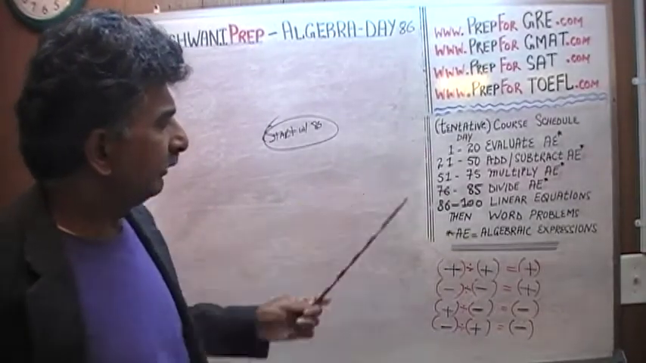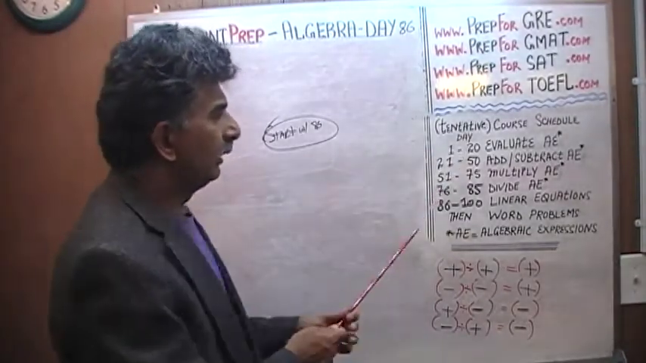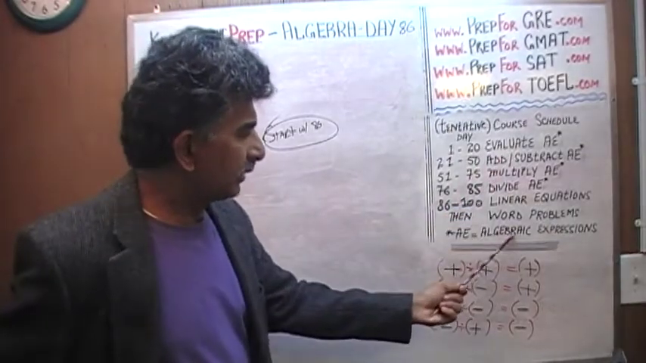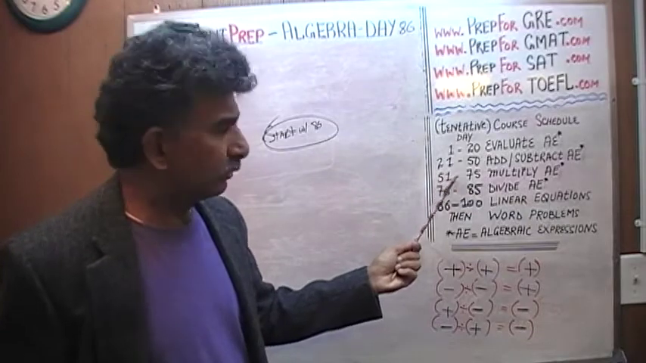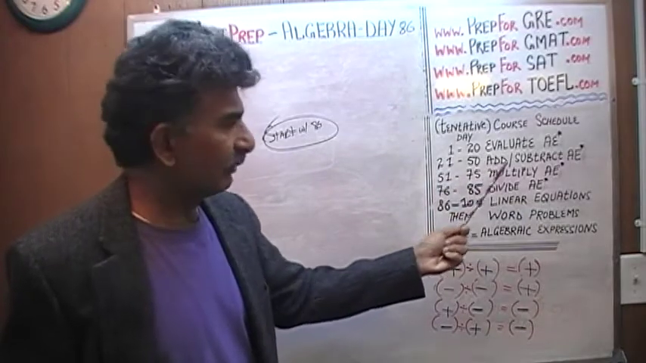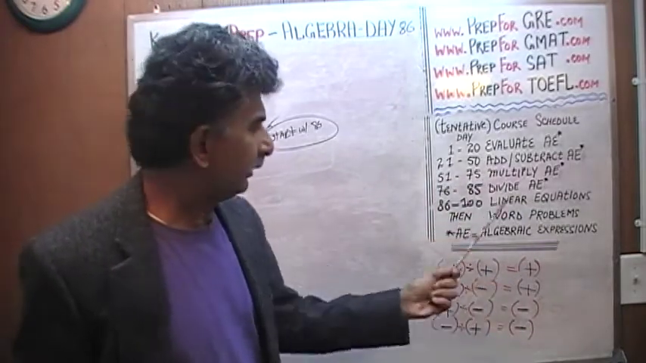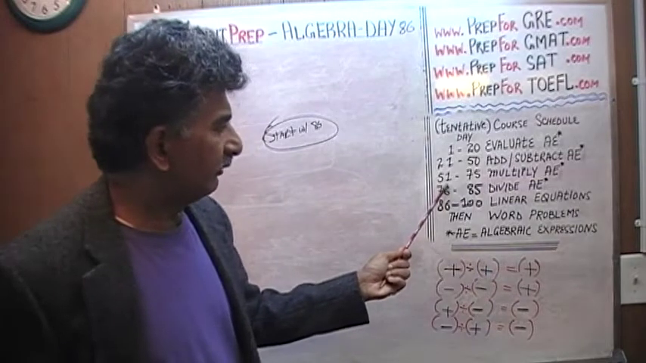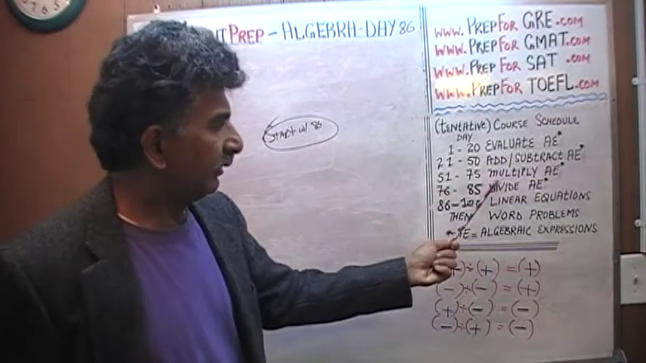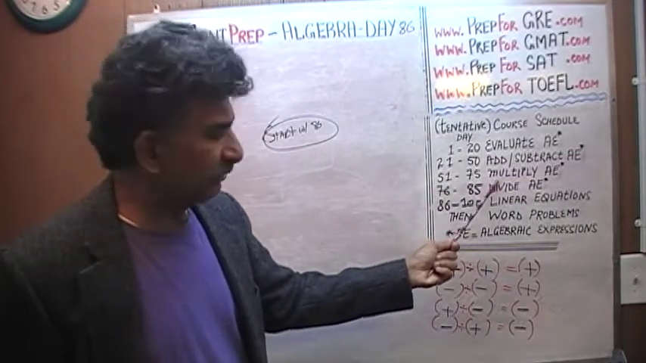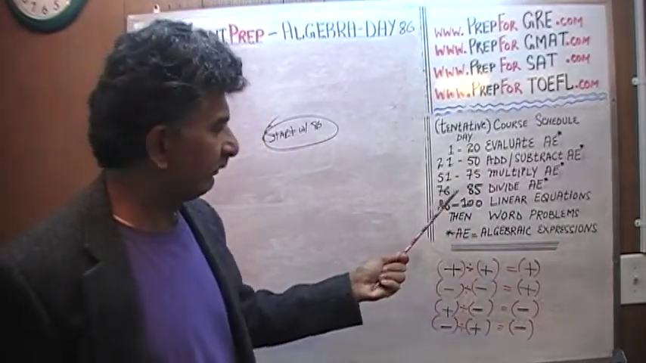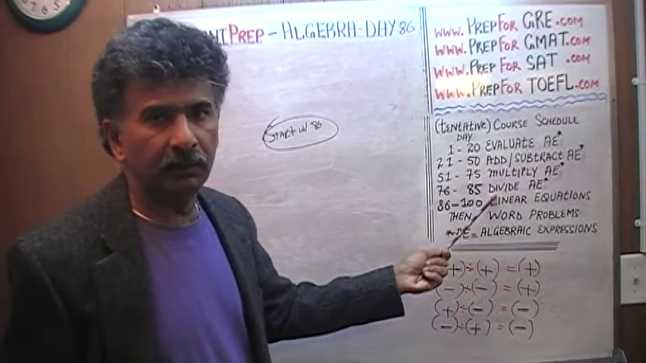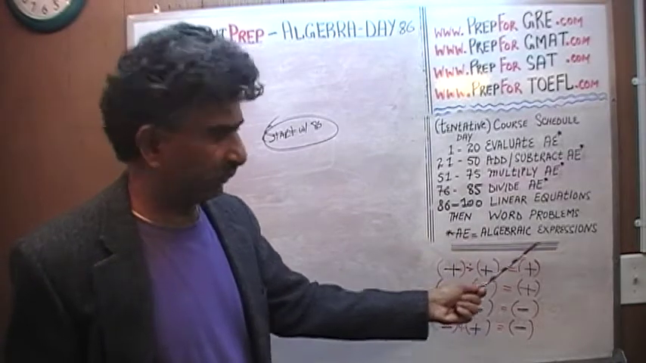In the first 20 days, day number 1 through 20, we learned how to evaluate algebraic expressions. Over the next 30 days, day number 21 through 50, we learned how to add and subtract algebraic expressions. And then over the next 25 days, day number 51 through 75, we had been doing multiplication of the algebraic expressions. And then over the last 10 days, day number 76 through 85, we learned how to divide algebraic expressions.